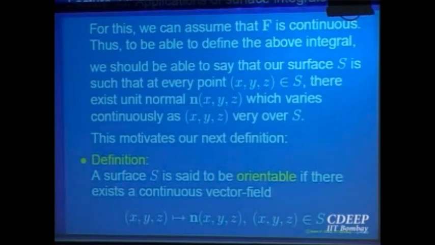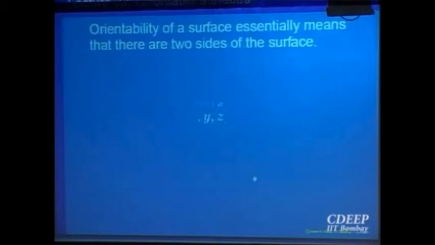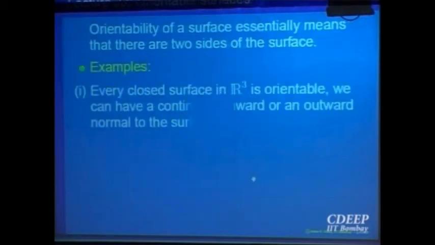So we'll say a surface is orientable if I can choose a function n, which depends on the point where you are looking at, that is a unit vector at every point, and this as a function of x, y and z should be a continuous function. So let us look at when it is possible and when it is not possible. Look at closed surfaces in R3, like a sphere.